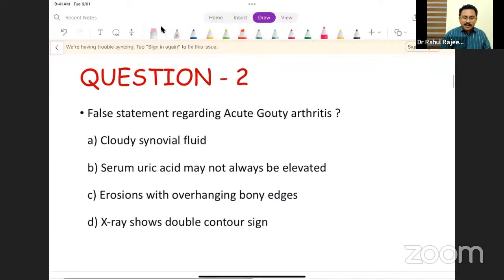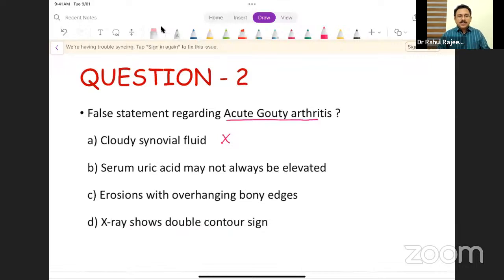Regarding acute gouty arthritis, cloudy synovial fluid is actually true, because in acute gouty arthritis you have inflammation, and the number of WBCs in the synovial fluid is increased. Normally you may have around 200 cells per cubic millimeter in the synovial fluid. But here there is a high cell count, often more than 5,000, because of which the synovial fluid in acute gouty arthritis is cloudy. So I'm going to eliminate this option, cloudy synovial fluid.